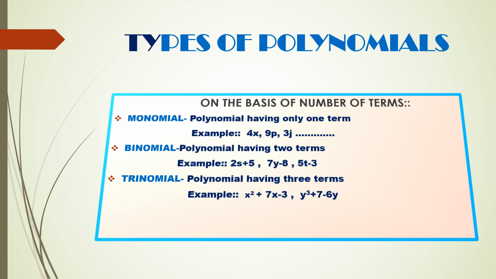We can take some examples such as x square plus 7x minus 3. Here we have three terms, namely x square, 7x and 3. Similarly, the trinomial y cube plus 7 minus 6y has three terms: y cube, 7 and 6y.